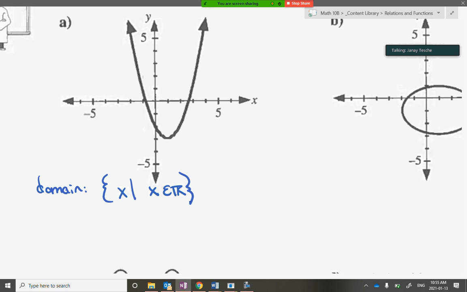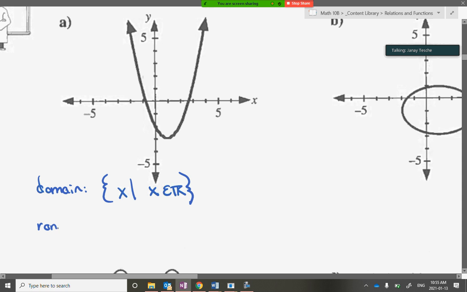There is a limit on our range. What is the smallest Y value we can have? Good, -3. So here it's Y values such that Y has to be greater than or equal to -3. But after that, it could be any Y value.